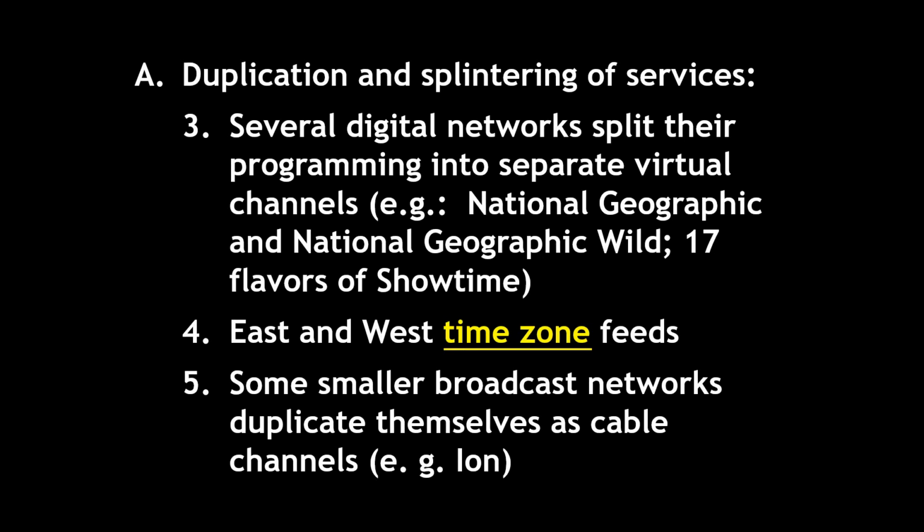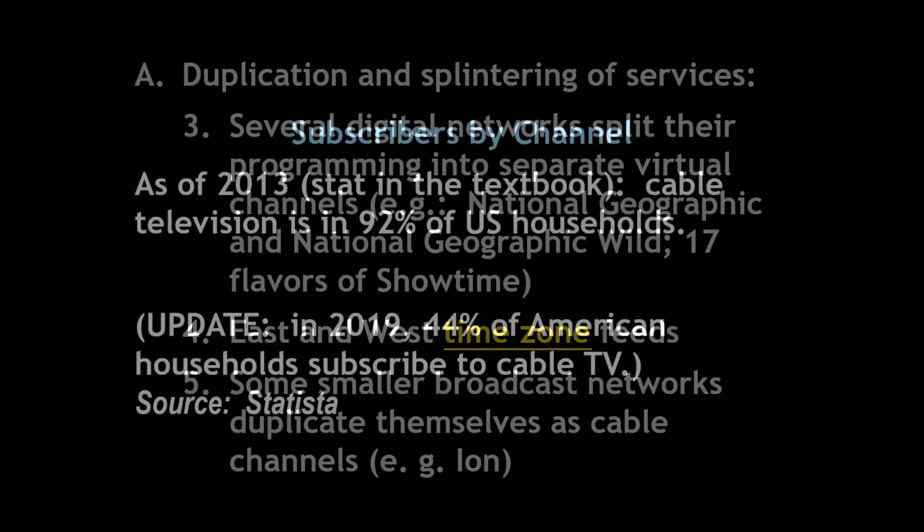Some smaller broadcast networks will duplicate themselves as cable channels. ION is a great example of this. They are available in the broadcast television world, generally on low-powered television stations. But if ION wants to be seen in a market where they're not being broadcast on regular television, they will also use cable coverage to help them out as well.